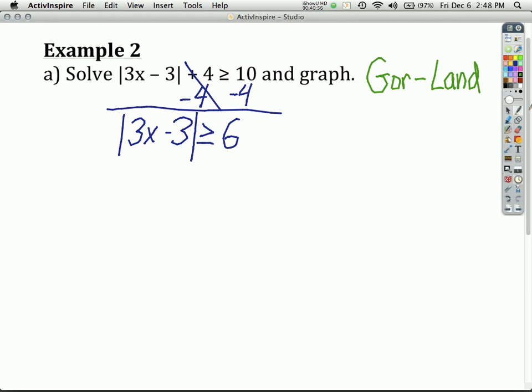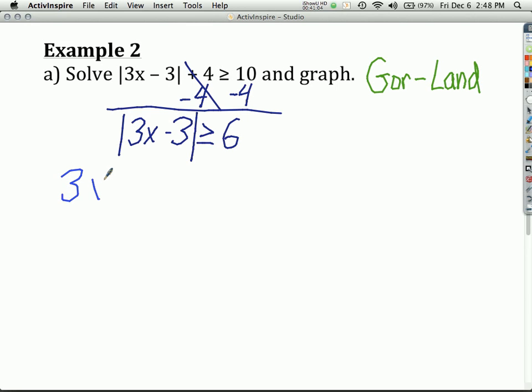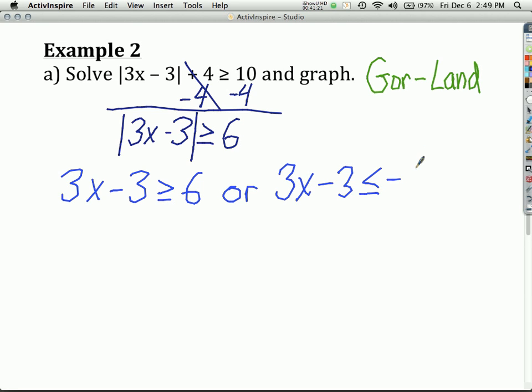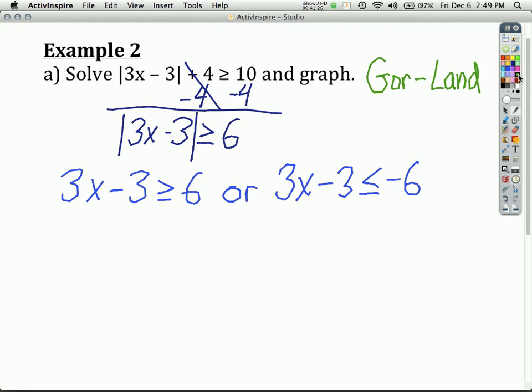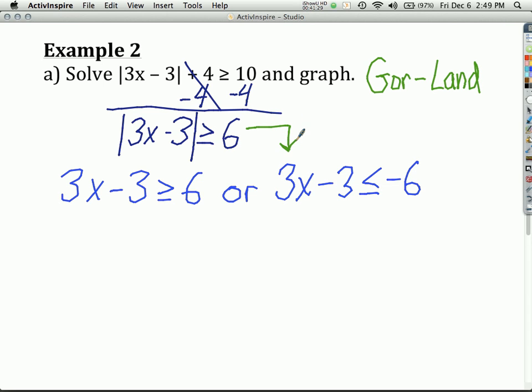So now I have to pay attention to my details. So we've got the same exact inequality with no absolute value symbol. 3x minus 3 is greater than or equal to 6. Or, same exact left side, 3x minus 3, but now everything else flips. The symbol flips, and the sign flips. And now I have converted, using the memory device, from this to this. Now the rest you already know. Solve both of them.